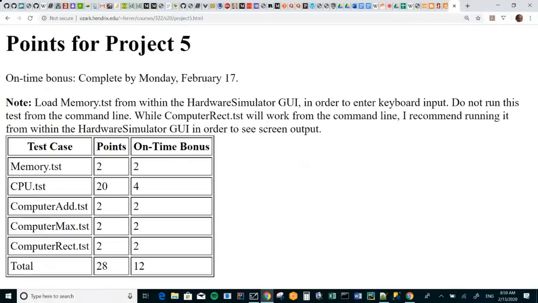So then CPU.test is obviously the bulk of the points. That's getting your CPU working. Okay. Then there are 3 computer tests. So the computer chip is the memory and the CPU and the ROM, the program memory, all put together. That's the chip they call the computer. You can imagine that as, at that point, I've got my motherboard wired up.